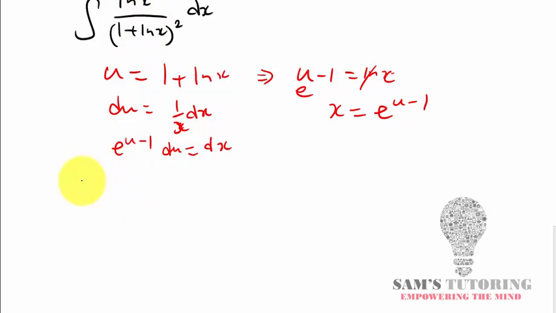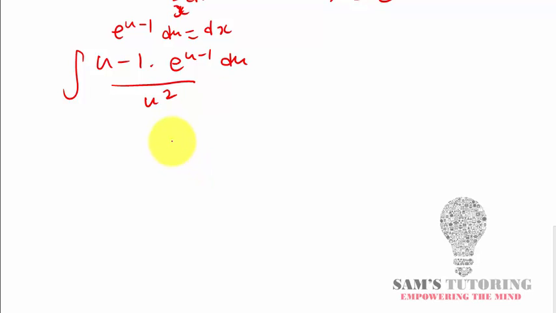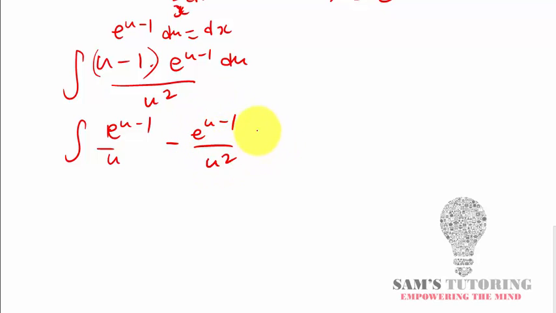Alright, now let's start substituting everything in. ln x is u minus 1. dx is e to the u minus 1 du, over 1 plus ln x, which is just u, so u squared. It looks like a whole lot of things, but we will split the denominators up. So we've got u on u squared, which is 1 on u, multiplied by e to the u minus 1, minus e to the u minus 1 over u squared du.